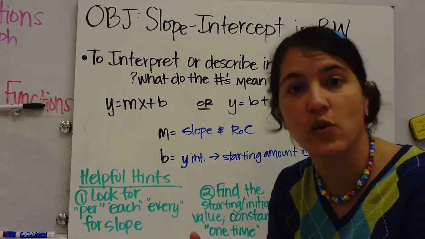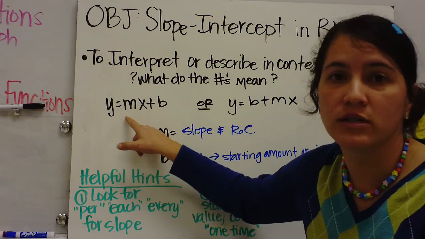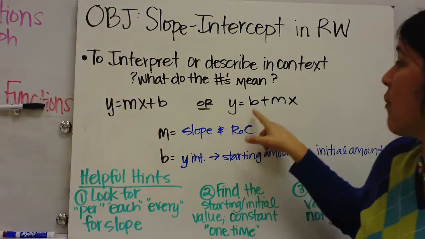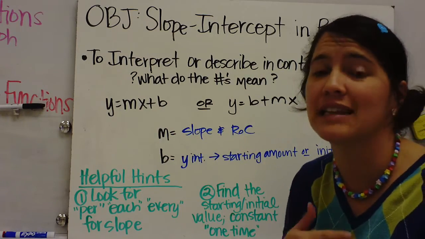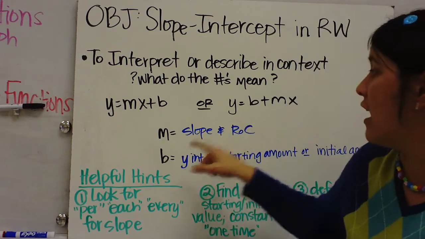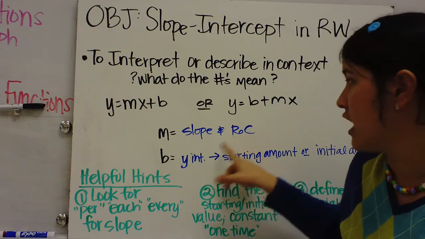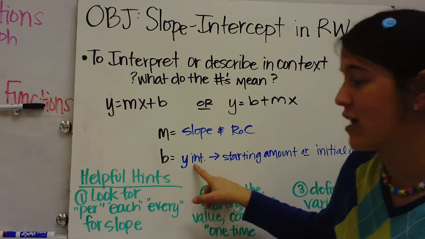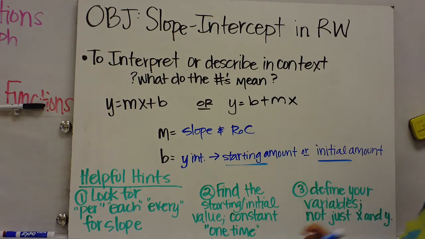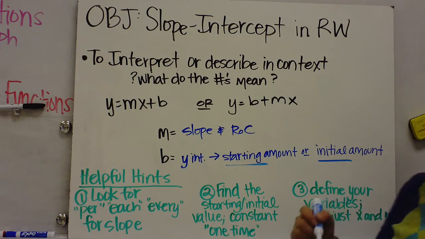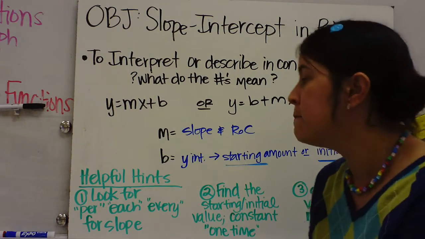Can you interpret an equation? Can you describe the equation? So you'll see forms y equals mx plus b, or you might even see it y equals b plus mx. Either way, it's the same equation. It's a linear equation. The m is the slope or the rate of change, the constant rate of change. And b is your y-intercept. And for this, it means the starting amount or the initial amount. So whatever you start at, whatever your original initial amount is.